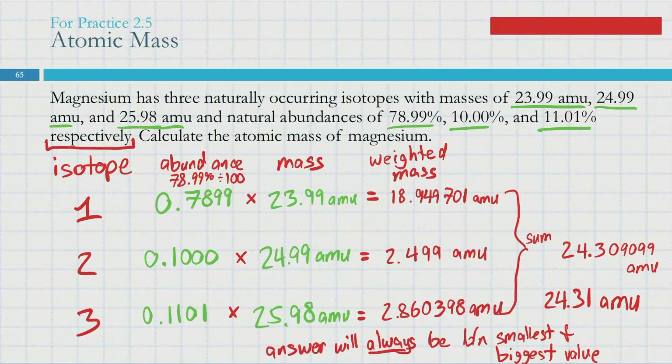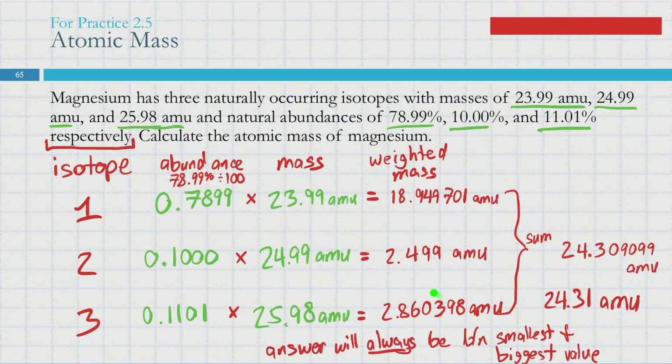Last class, we left off with atomic mass. We were doing a weighted average to find atomic mass. So we were taking the abundance as a percentage and converting it to a decimal by dividing it by 100. So that got us the decimal form of each of our three isotopes. This was for magnesium. And then we multiplied these abundances by the mass of that isotope. And we were given the masses of those isotopes. And then that gave us the weighted mass.